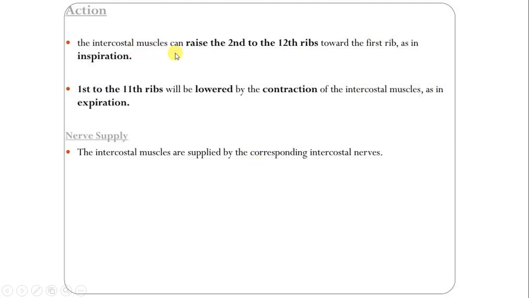Actions. The intercostal muscles can raise the second to 12th rib towards the first rib as in inspiration. So here what we understand, the first rib will be fixed. The ribs from second to 12th will be raised towards the first rib. First to 11th ribs will be lowered by the contraction of intercostal muscles as in expiration. So in this, the 12th rib will be fixed and the ribs will be pulled towards it. Nerve supply: intercostal muscles are supplied by corresponding intercostal nerves.